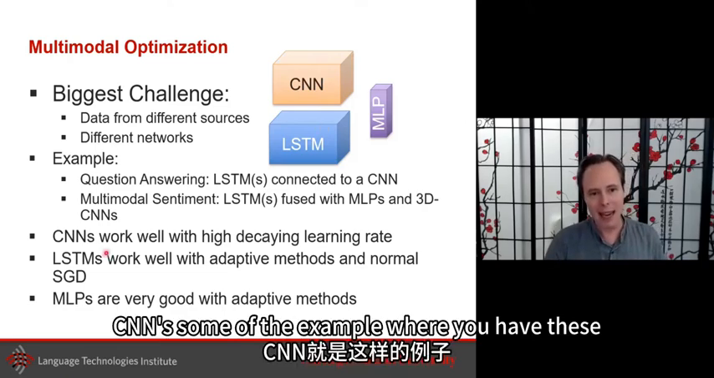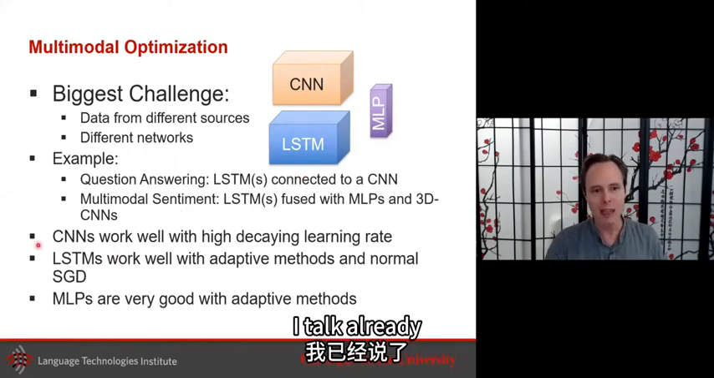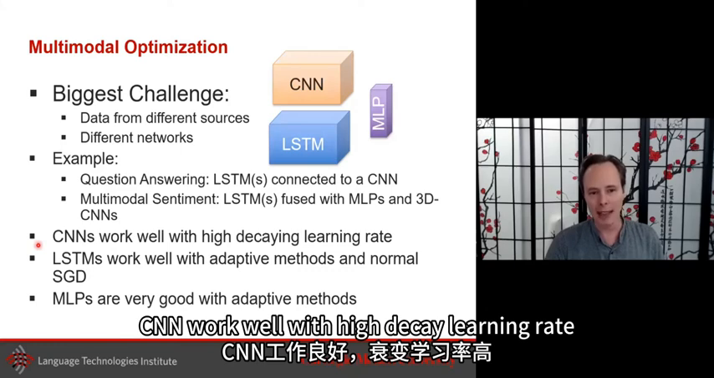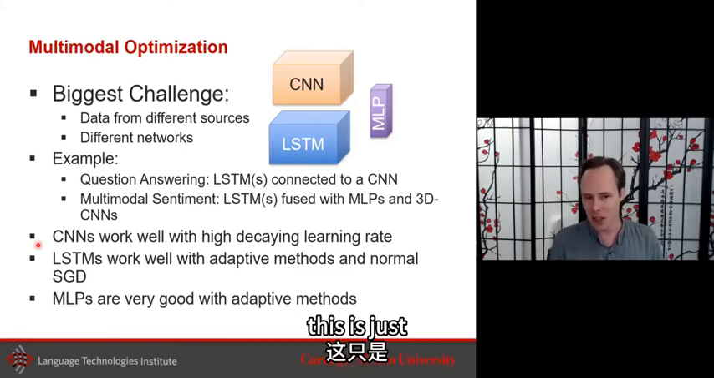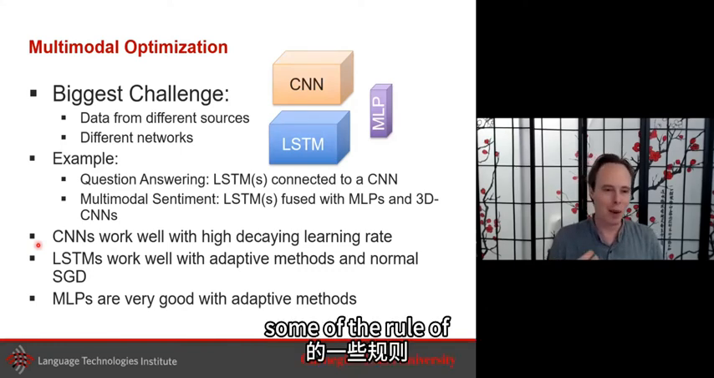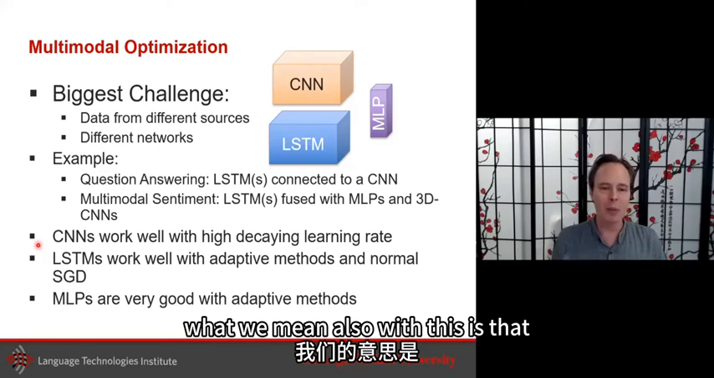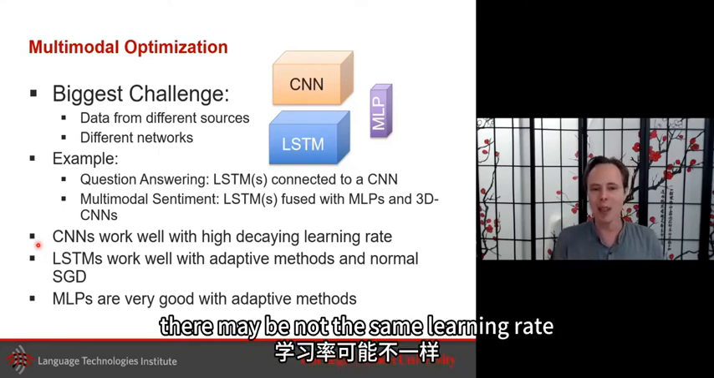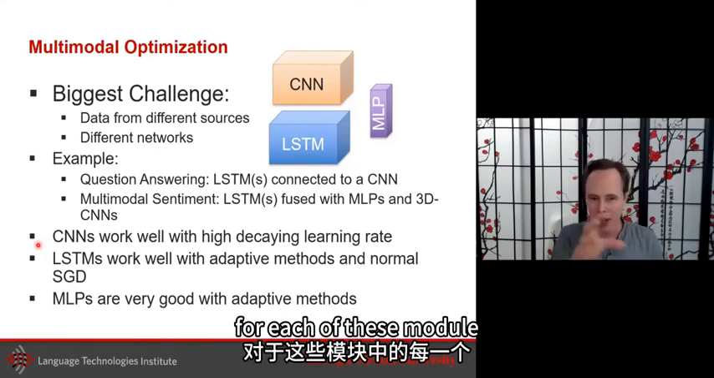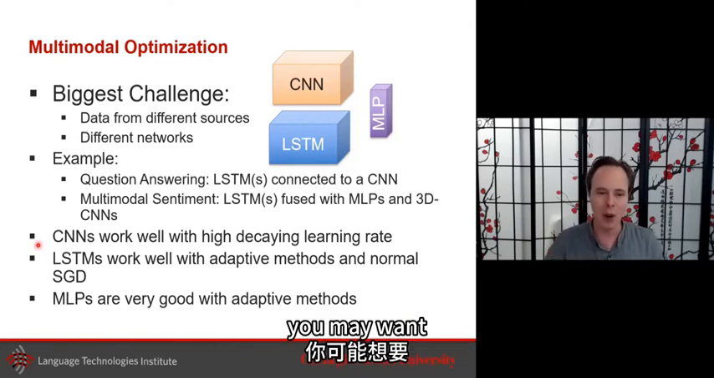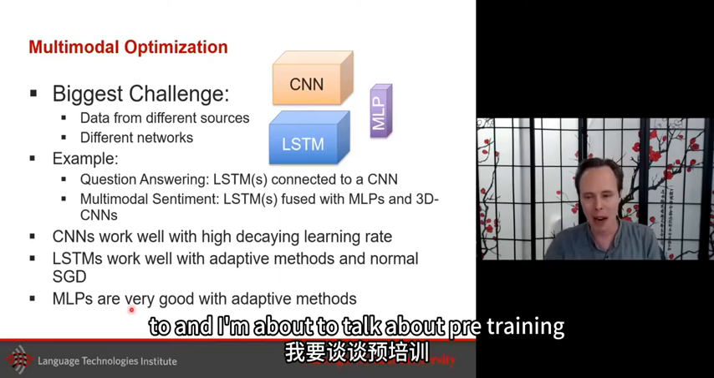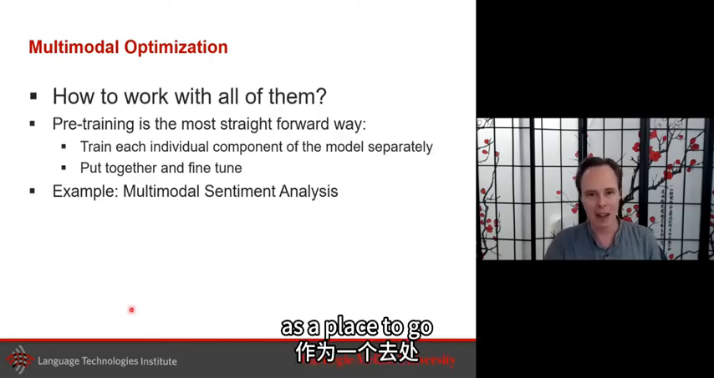CNNs, for example, I talked about already, work well with a high decay learning rate. This is just some rule of thumb that we want to share with you. What we mean by this is that there may not be the same learning rate for each of these modules. And I'm about to talk about pre-training as a place to go.